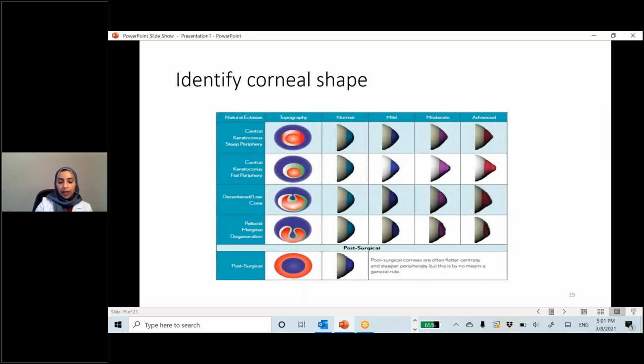So once we have determined the profile, we can also determine what shape we are working with. We have topography examples, and they break down keratoconus into a central keratoconus with a steep periphery and central keratoconus with more of a flat periphery. We have the low decentered cone as well as a PMD, and here they have an actual corneal profile, so you can kind of see what they consider mild, moderate, and advanced, just by looking at this profile.